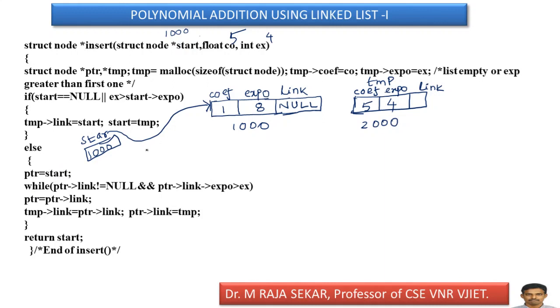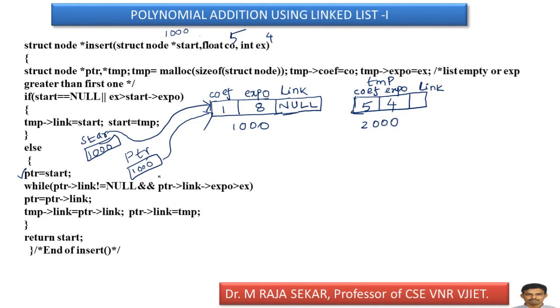ptr = start. What does it mean? ptr is a pointer variable. What is start? Start is 1000. Therefore, here I must keep ptr equal 1000. This is ptr equal start. Again where will I go? Here I must go: while ptr->link not equal to null. What is my ptr? 1000. 1000 link is null. Null not equal to null.